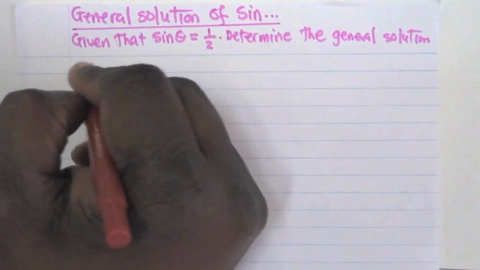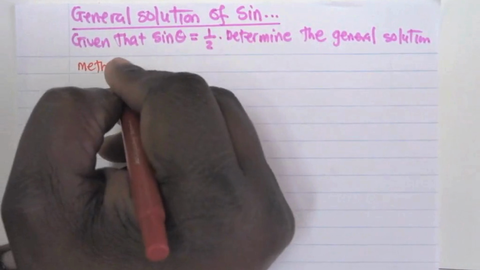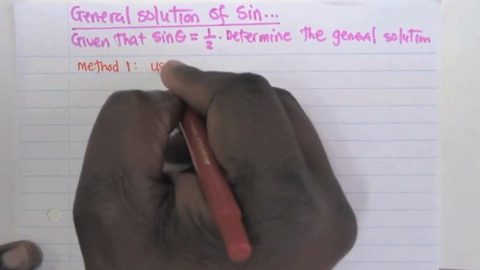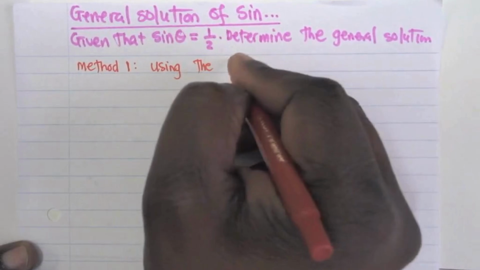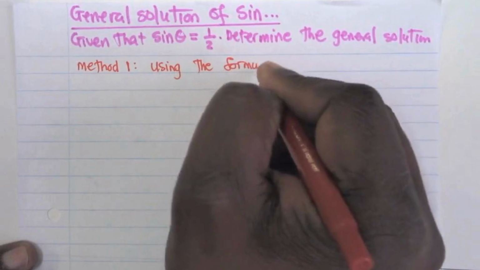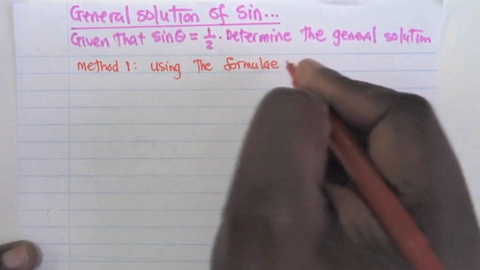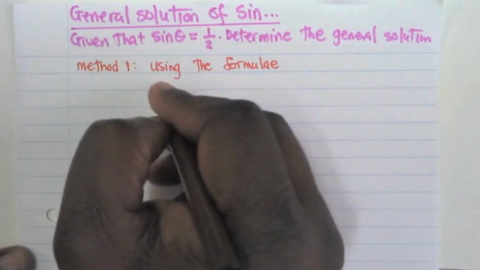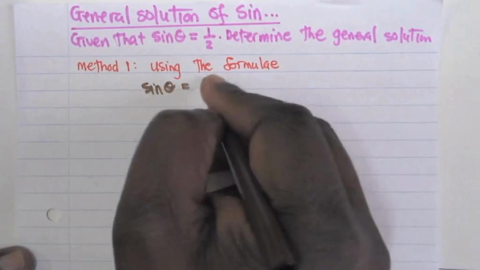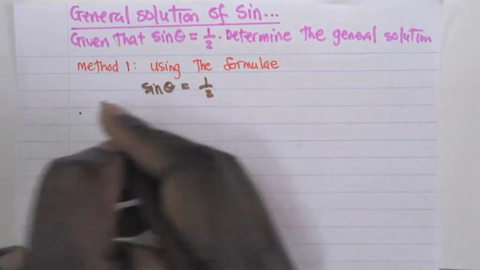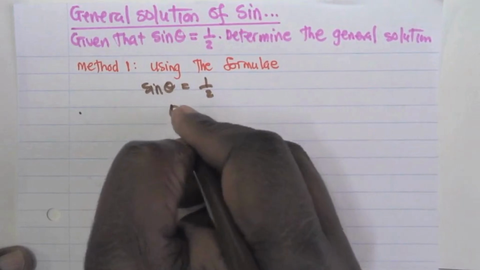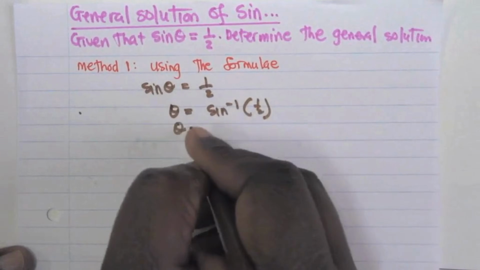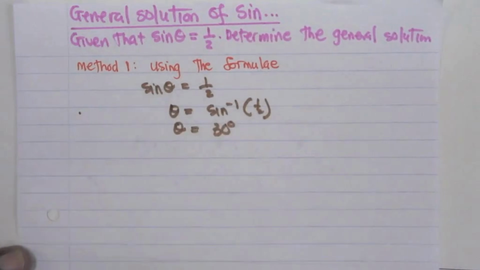Method 1, using the formula. Given that sine theta is equal to half, according to this formula here, we can find theta is equal to sine inverse of half, and our theta is going to be 30 degrees.